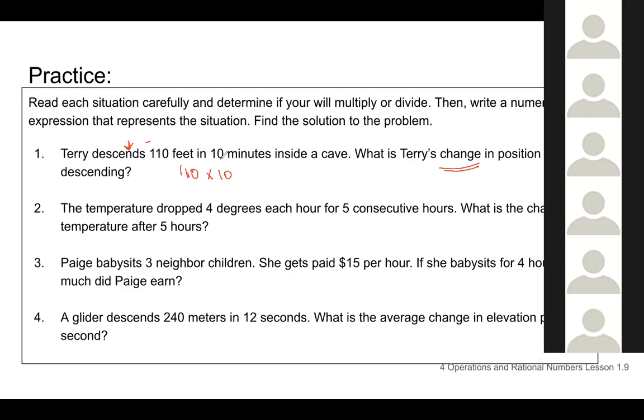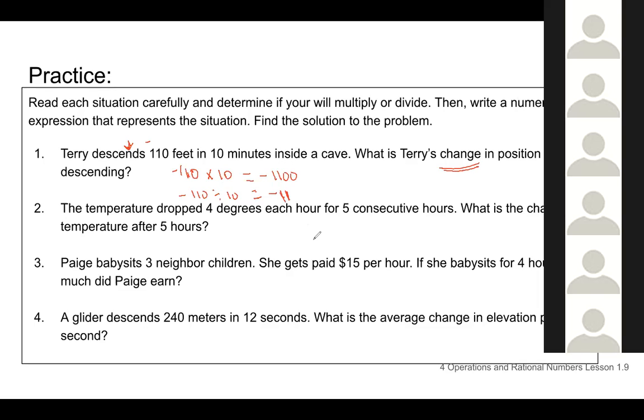All right, so let's take a look at both of these answers before we decide which one is right. If I have 110 times 10, and let's make it negative, right? Negative 110 times 10. What am I going to get? 1100. Okay. What about if I do negative 110 divided by 10? What do I get? 11. You get negative 11, right?